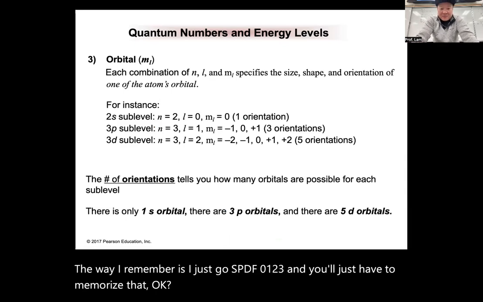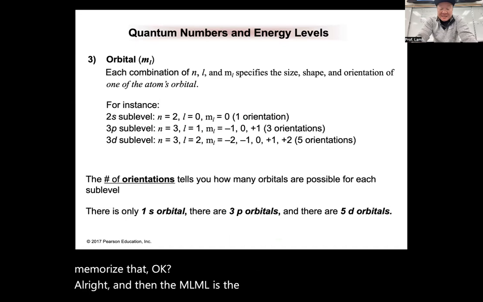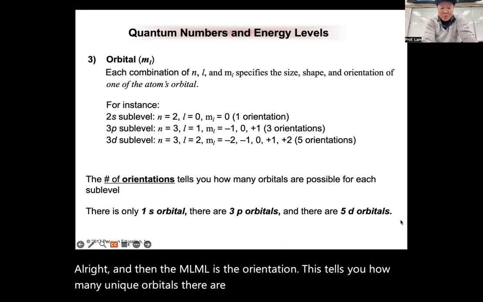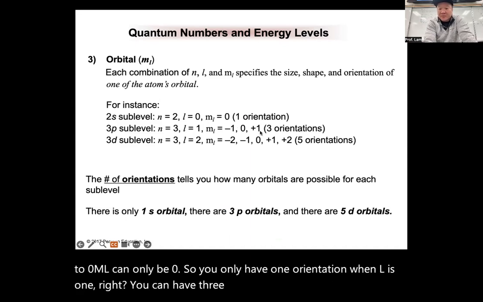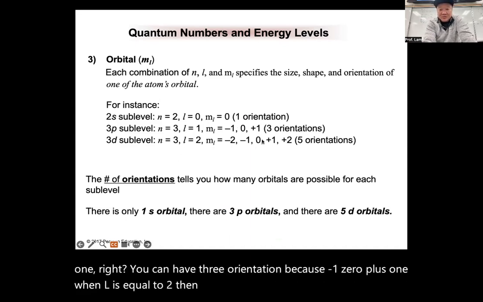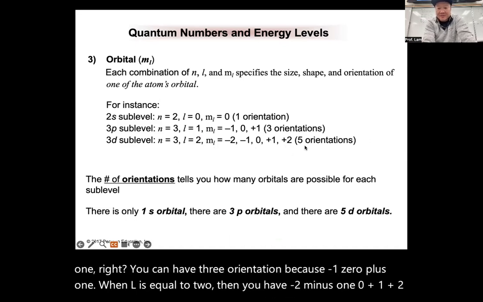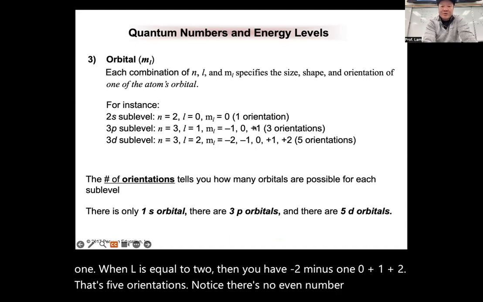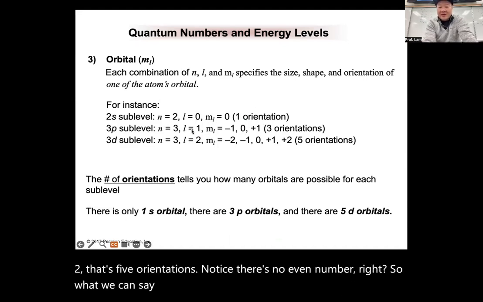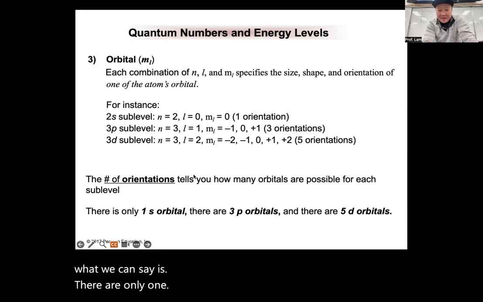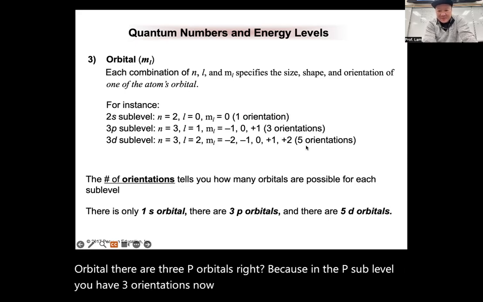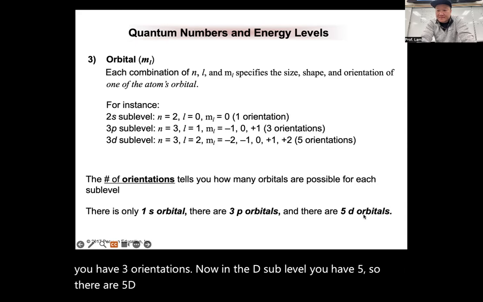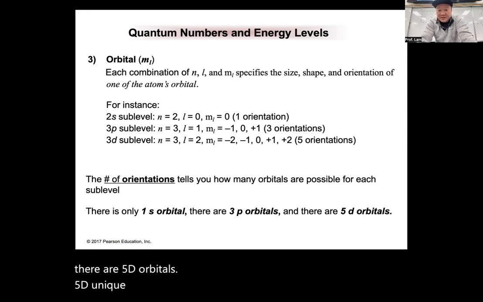And then the ML. ML is the orientation. This tells you how many unique orbitals there are. When L is equal to 0, ML can only be 0, so you only have one orientation. When L is 1, you can have 3 orientations because -1, 0, +1. When L is equal to 2, you have -2, -1, 0, +1, +2. That's 5 orientations. Notice there's no even number. So there is only one S orbital, there are 3 P orbitals because in the P sublevel you have 3 orientations, and in the D sublevel you have 5, so there are 5 unique D orbitals.